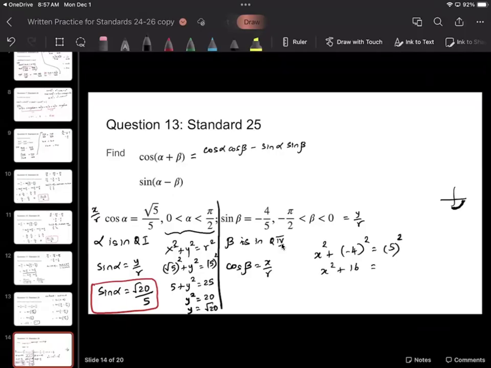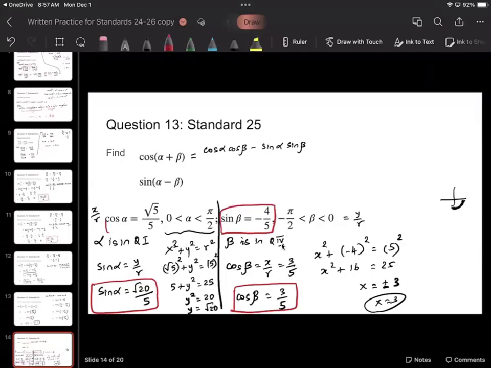So solve this. You'll get x is either plus or minus 3. Now look at this fourth quadrant. What is x? X is positive. So I'm only going to use the positive value, not the negative value. Okay. So now I also have cosine B value as 3/5. Now that's it. These are the only two missing pieces because all we need are these four values.